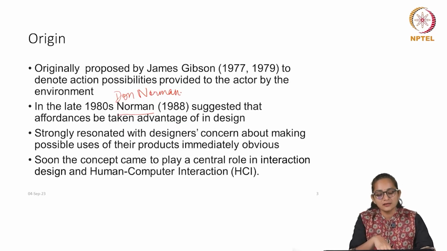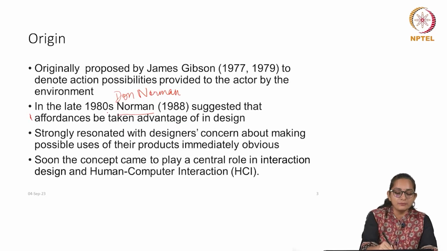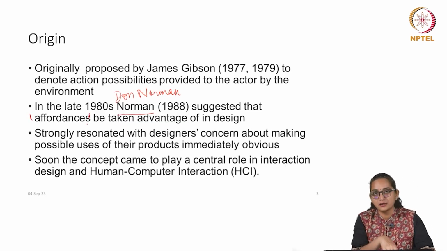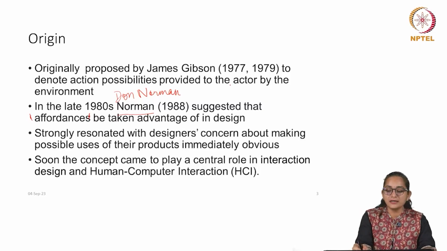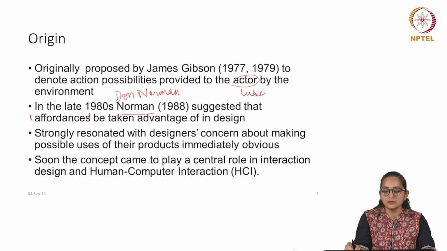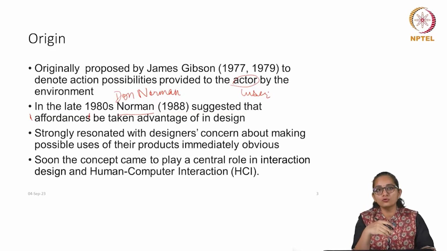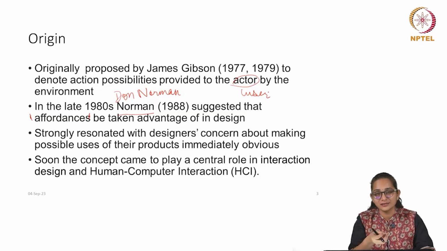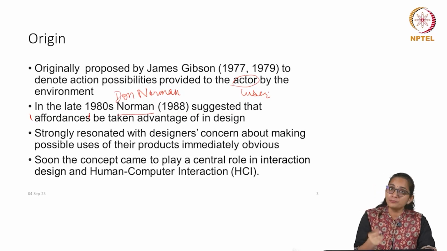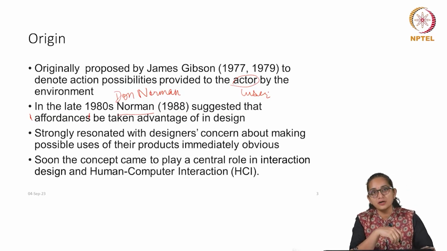So, in the late 80s, Don Norman took advantage of Gibson's idea about action possibilities provided to the actor by the environment, and suggested that these can be called affordances and can be taken advantage of in design. So, what is the meaning of that? When the actor or the user gets cues about how to act or how to react, how to use a product by the product itself, that is something which is called an affordance.